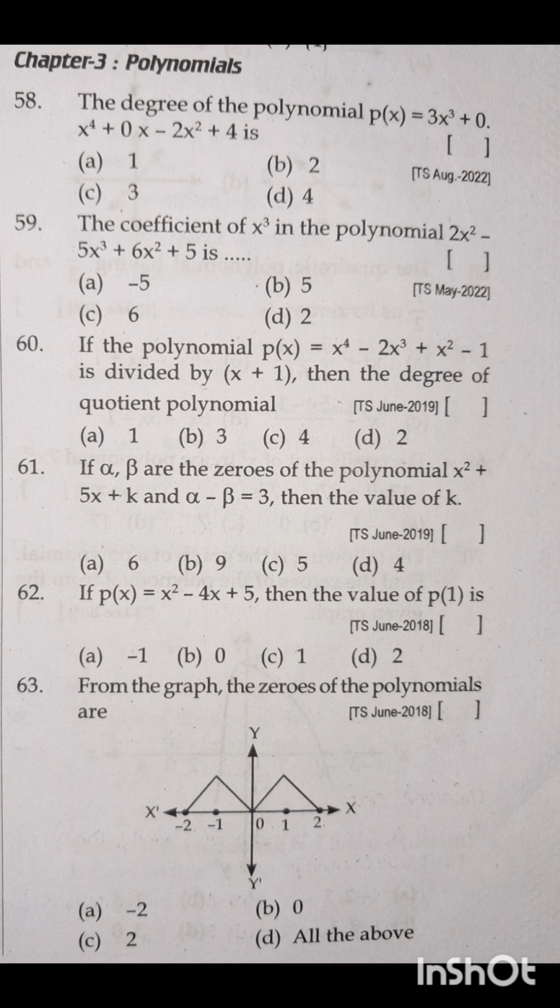Yes, let us solve the multiple choice questions for polynomials, the most important ones. The degree of the polynomial p of x is equal to 3x cube plus 0 x power 4 plus 0 into x minus 2x power 4 plus 4 is 1, 2, 3 or 4. But in the polynomial you can see p of x is equal to 3x cube. So here cube is nothing but the degree of the polynomial. So your option is C.